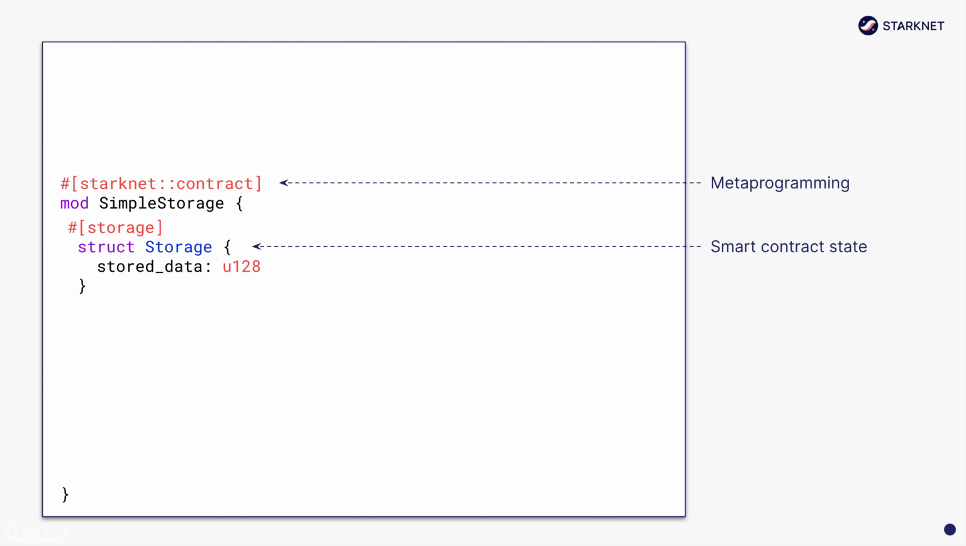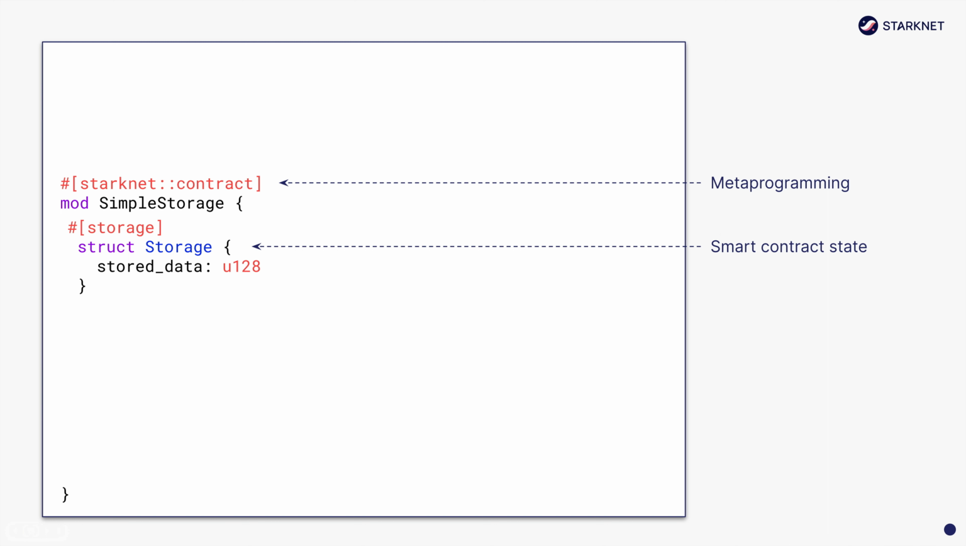An attribute is a type of macro that modifies our code during compilation to enhance its capabilities. This type of behavior of having code that modifies code is called metaprogramming. In this particular case, the Starknet contract attribute tells the compiler to turn a regular module into a smart contract.